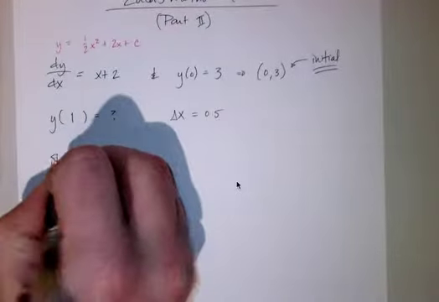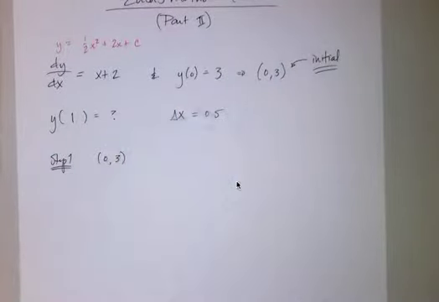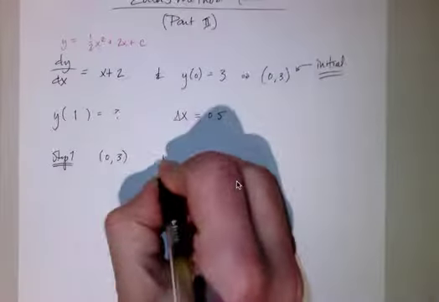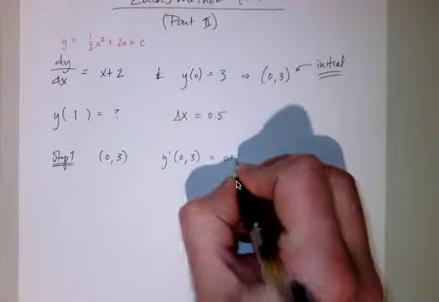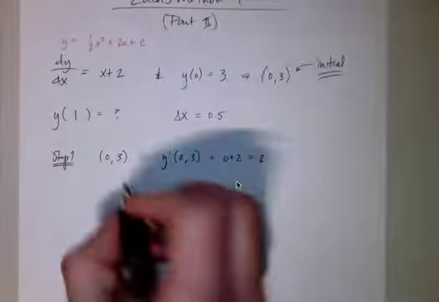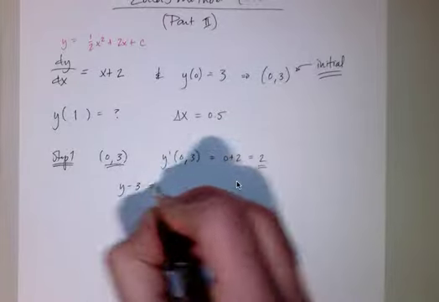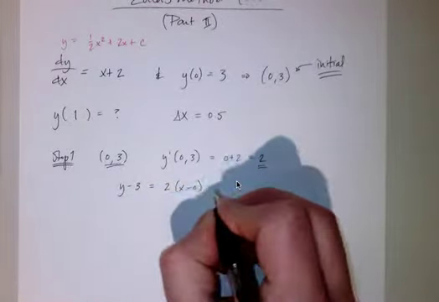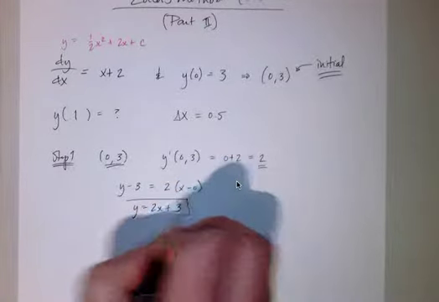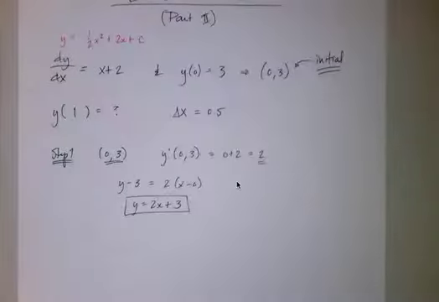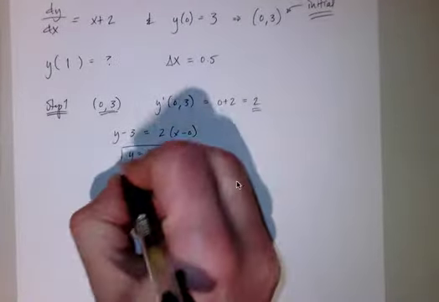So here's my step 1. We have a point, (0, 3). We have y prime at (0, 3) is going to be 0 plus 2, or 2. I have point, I have slope, so I have y minus 3 is equal to 2 times (x minus 0), or y is equal to 2x plus 3. That right there is my first tangent line. And now, we'll call that y1.